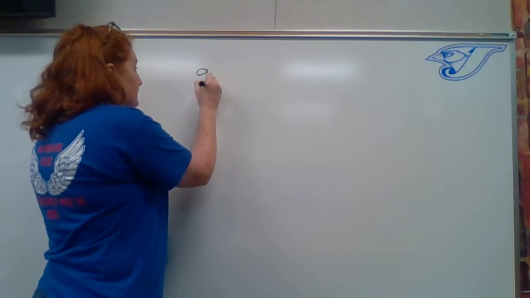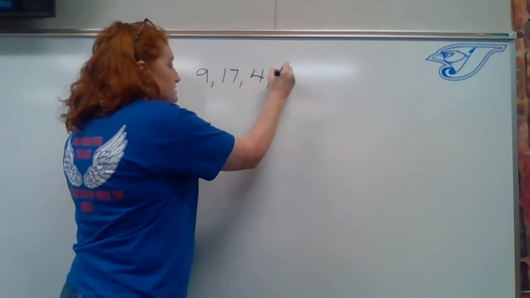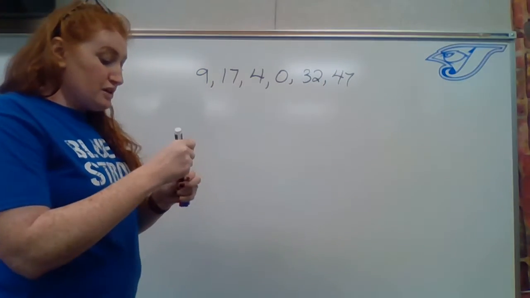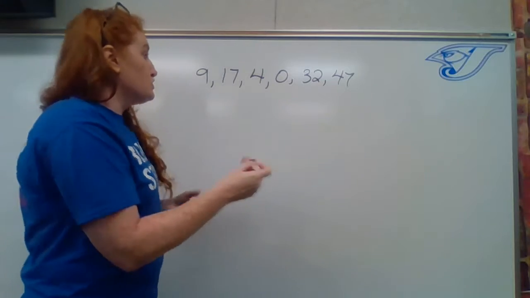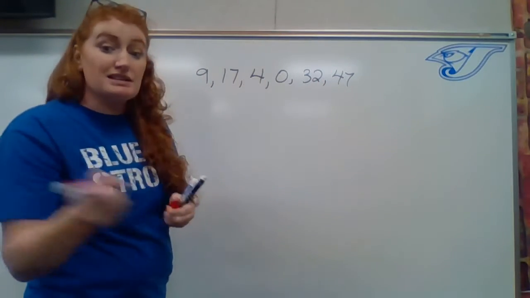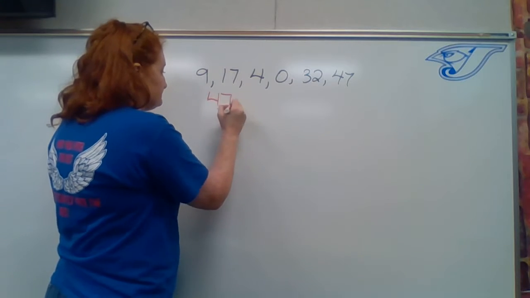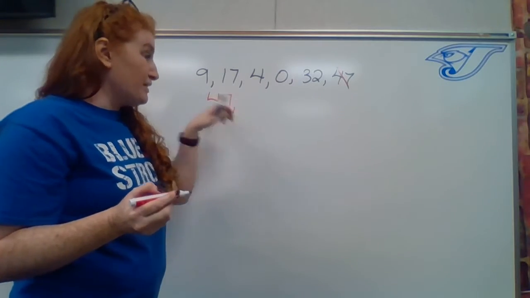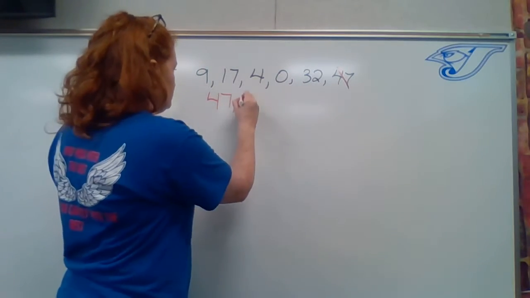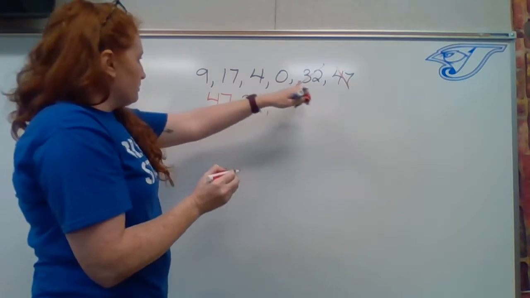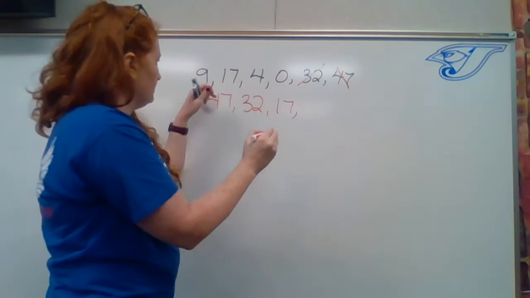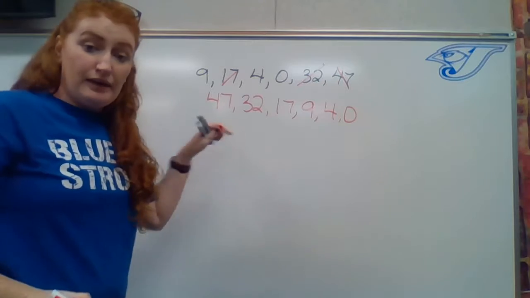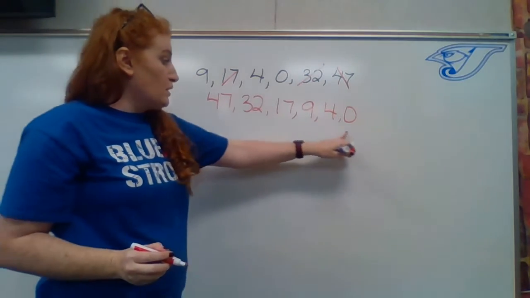So we've got 9, 17, 4, 0, 32, 47. Okay, so we've got our list of numbers. So now we want to go from largest number to smallest number. So we go through our line and we're looking for the number that's the biggest. That's going to be our first one. That's 47. Then we're looking through and looking for the number that is smaller than 47, but it isn't the smallest. So as we go, 32. And then we go through again, 17, 9, 4, and 0. So now we have our numbers listed from greatest to smallest.